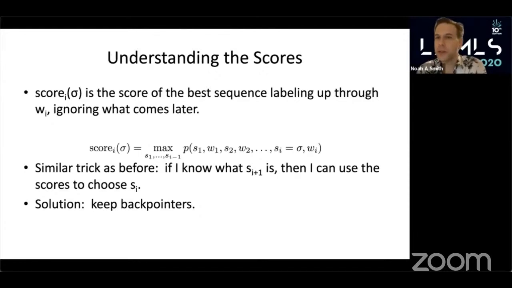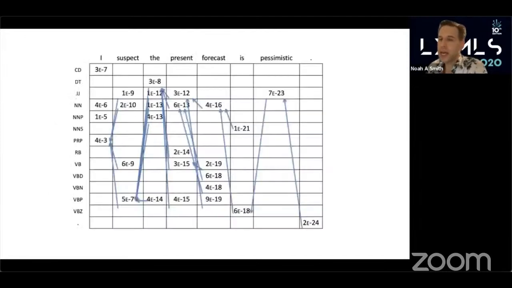This is a similar trick to what we used before. If I know what Si+1 is now, then I can use it to choose which Si got me to that Si+1. And so the trick here is to keep a back pointer. Every time I make a max choice in calculating one entry in the table, I'm going to remember the argmax of that choice, and I'm going to keep a pointer back to that preceding cell that got me to the argmax. So this is kind of a messy visualization of what that might look like.